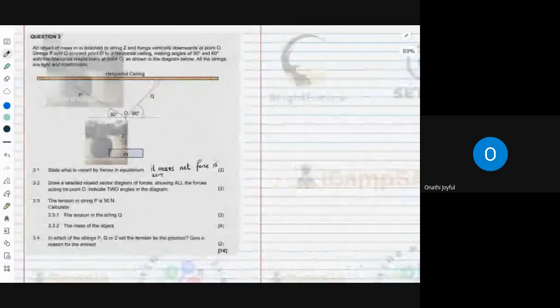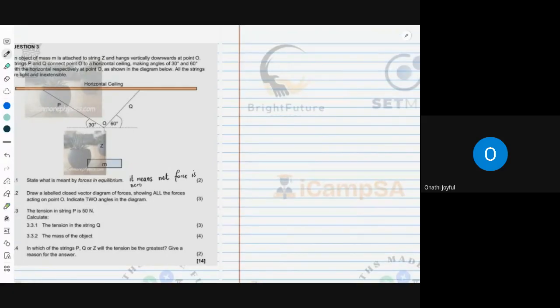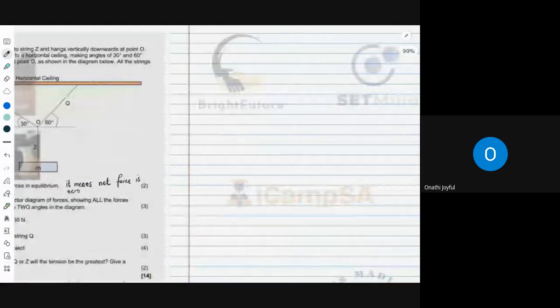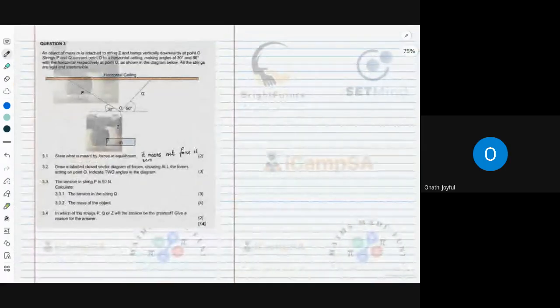Now we have question 3.2. Draw a labeled closed vector diagram of forces showing all the forces acting on point O. Indicate two angles in the diagram. This is one of the reasons I picked this question, because I remember we covered this in our class, but in theory we didn't do an example on it. So you wouldn't know how to do such questions unless we did it.